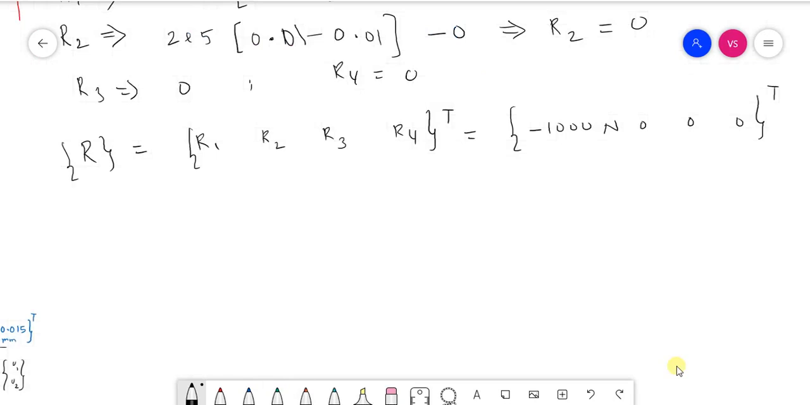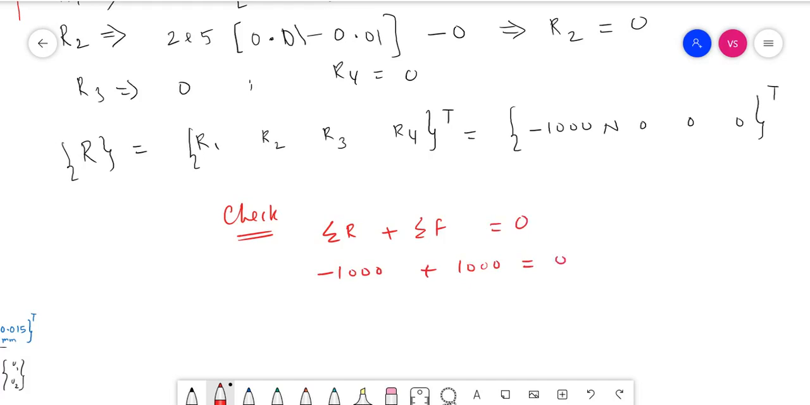Okay. So we can check that if you sum the reaction forces and the applied forces, you should get 0. So we get that reaction was 1000, applied force was 1000, so we get 0. That's how we can check this.